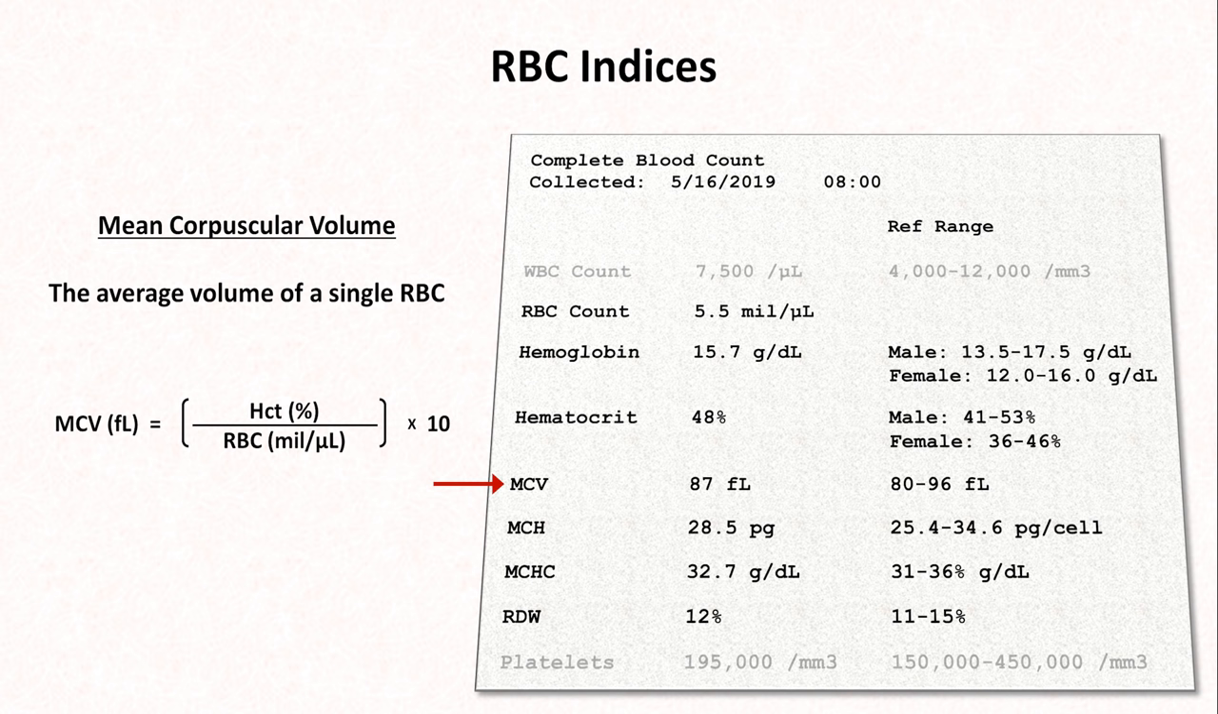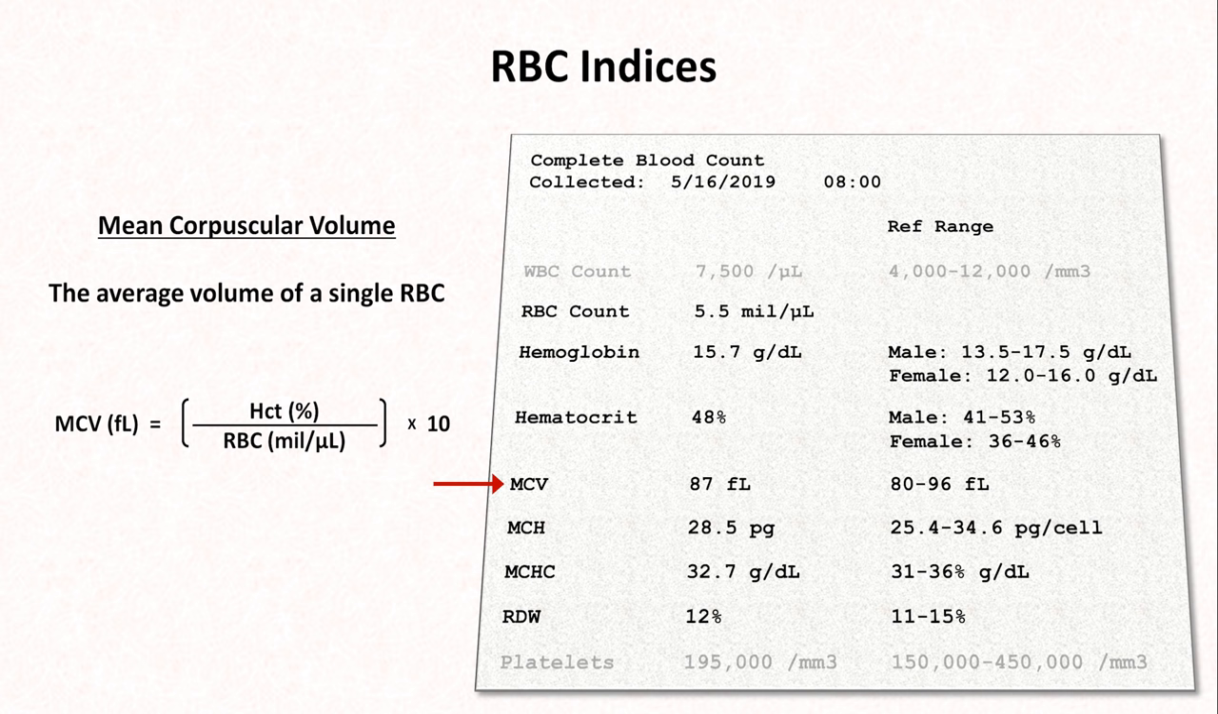As with most lab tests, the normal range of 80 to 96 is calculated such that 95% of healthy individuals fall there, meaning that 5% of normal healthy individuals have, quote, abnormal MCVs. So don't assume that every patient with an abnormal MCV must have a hematological problem. As we'll see next week, the MCV becomes a major consideration when categorizing anemias.